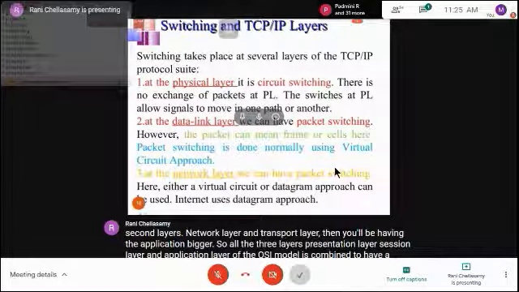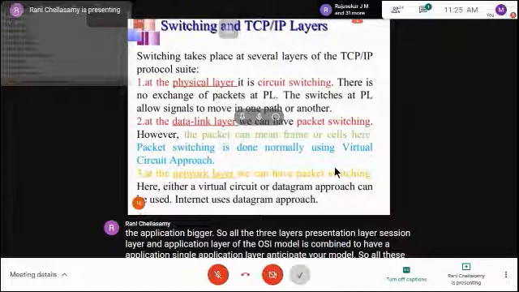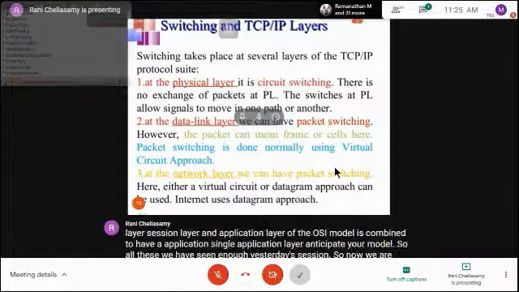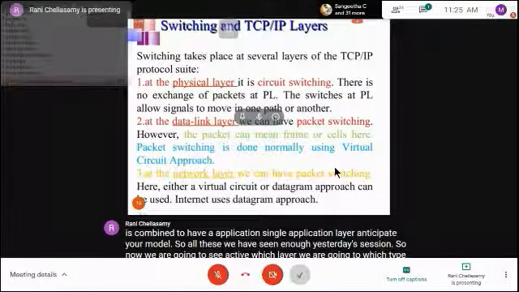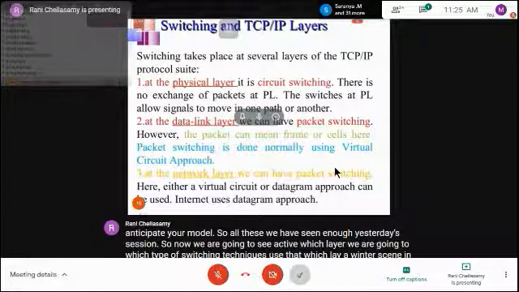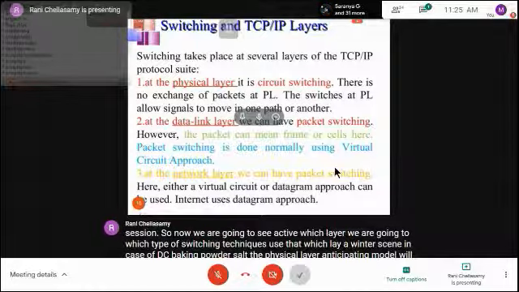So now we are going to see which type of switching technique is used at which layer in the case of the TCP/IP model. At the physical layer in the TCP/IP model, we'll be using the circuit switching technique. Okay, there is no need of exchanging packets at the physical layer.